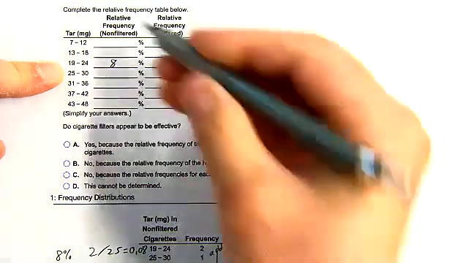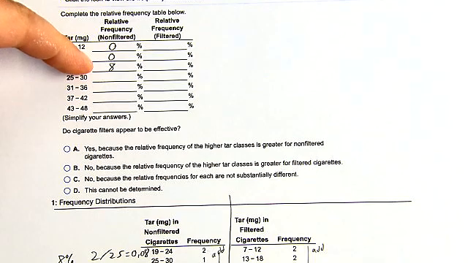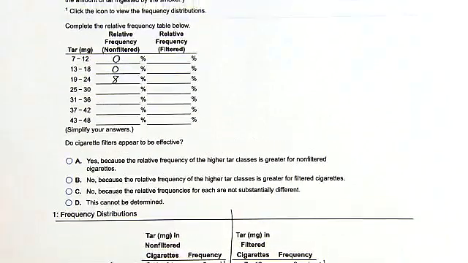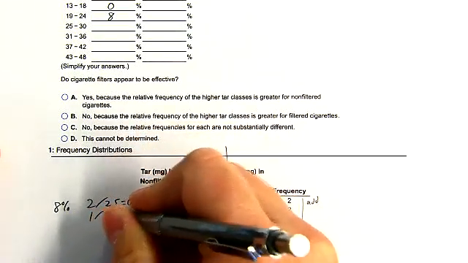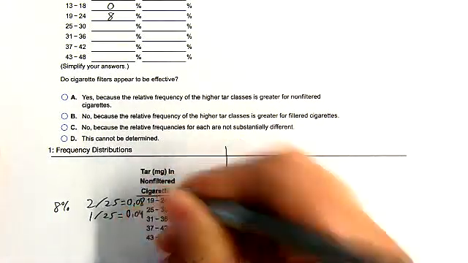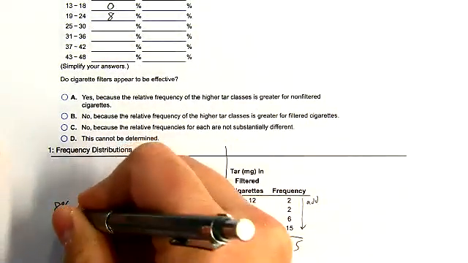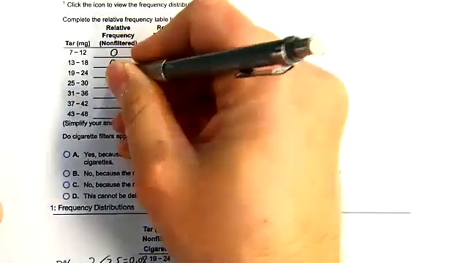But what does that mean for these other two? What should we put here? Yeah, 0, because there were no non-filtered cigarettes that had those levels of tar. So very good catch. Okay, now that we've started at the right place, everything else should match up. So the next number I'm going to have to calculate is 1 divided by 25. And if you do that, 0.04. And to get to percent, we just move the decimal 2 to the right, or call it 4%. So this one's 4.